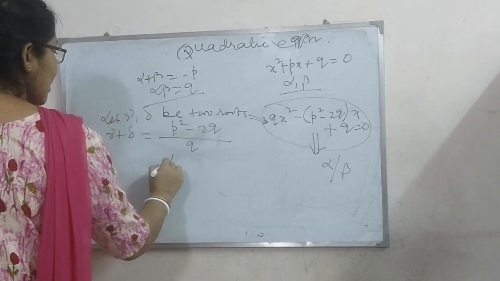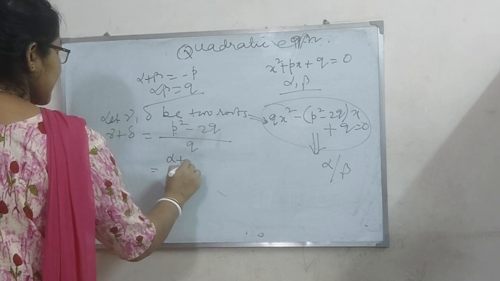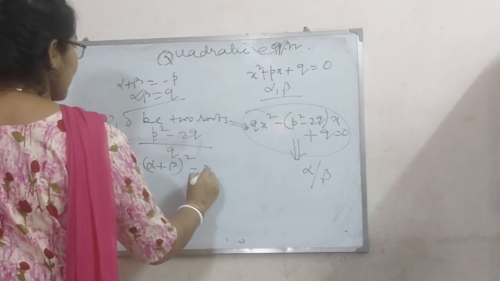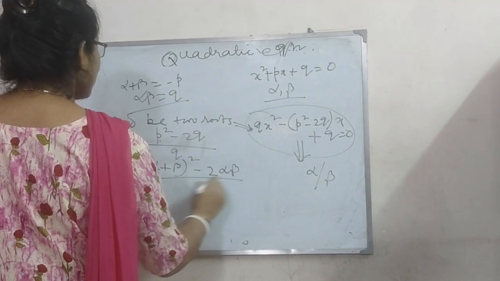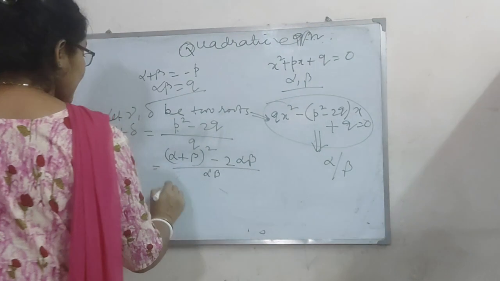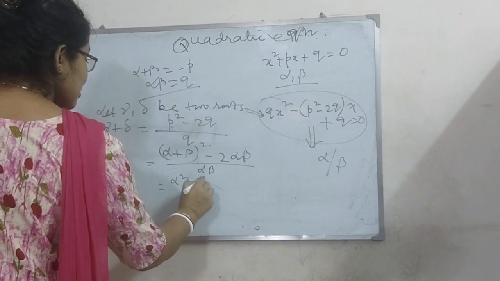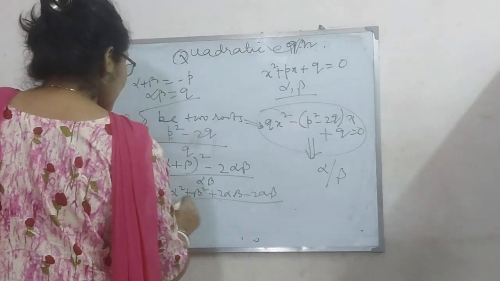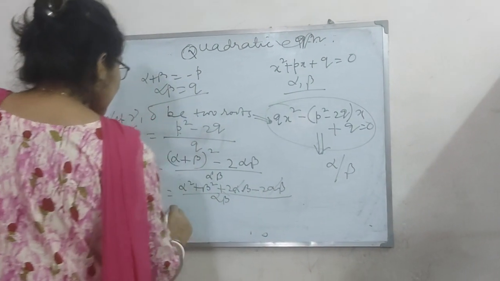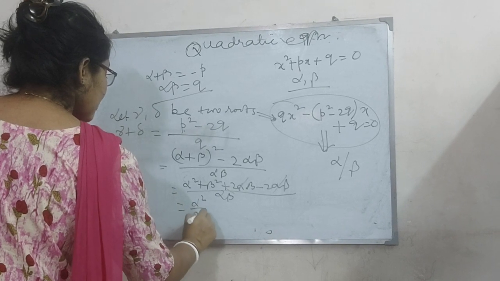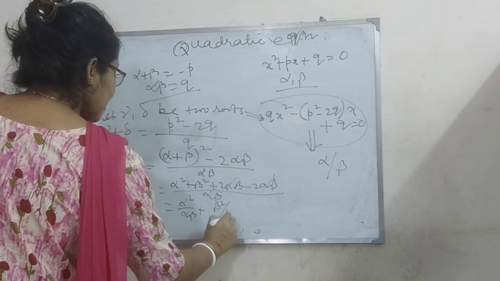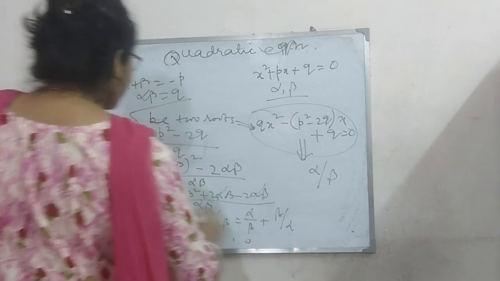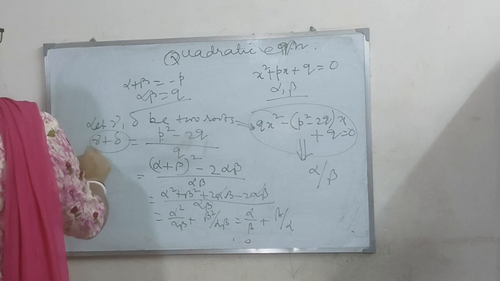What is p? p equal to minus (alpha plus beta), so p square is (alpha plus beta) whole square, and q equal to alpha beta. So (alpha square plus beta square plus 2 alpha beta minus 2 alpha beta) by alpha beta, this equal to alpha square by alpha beta plus beta square by alpha beta, that means alpha by beta plus beta by alpha. This is the sum of the roots of the equation.